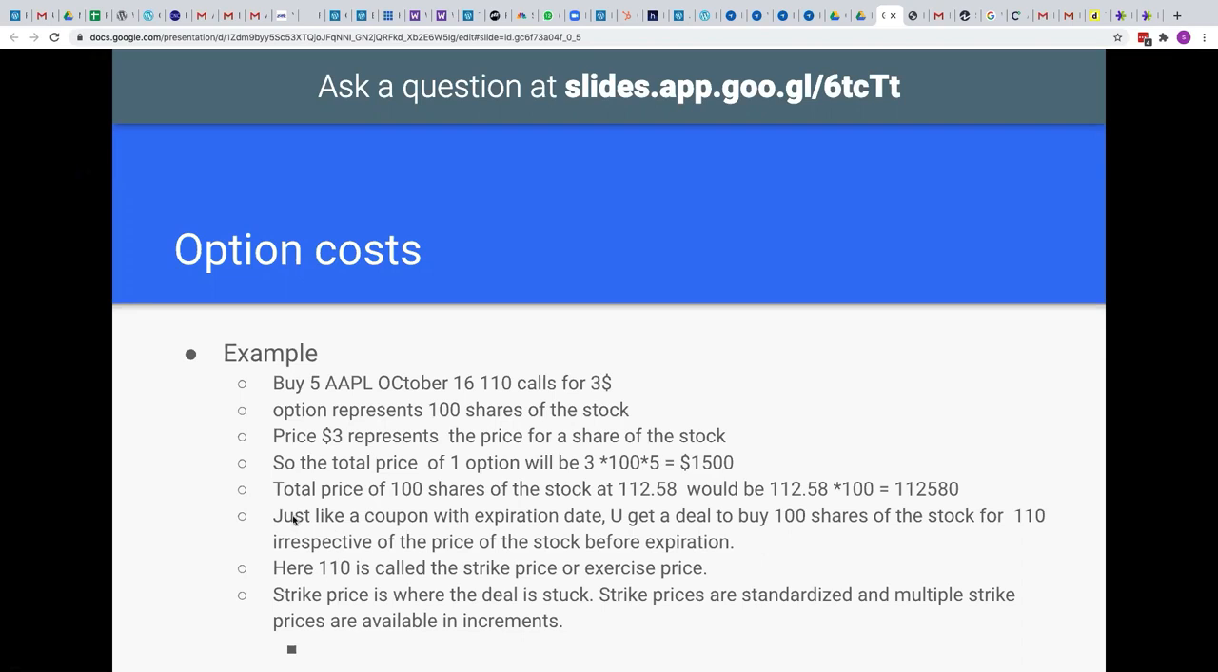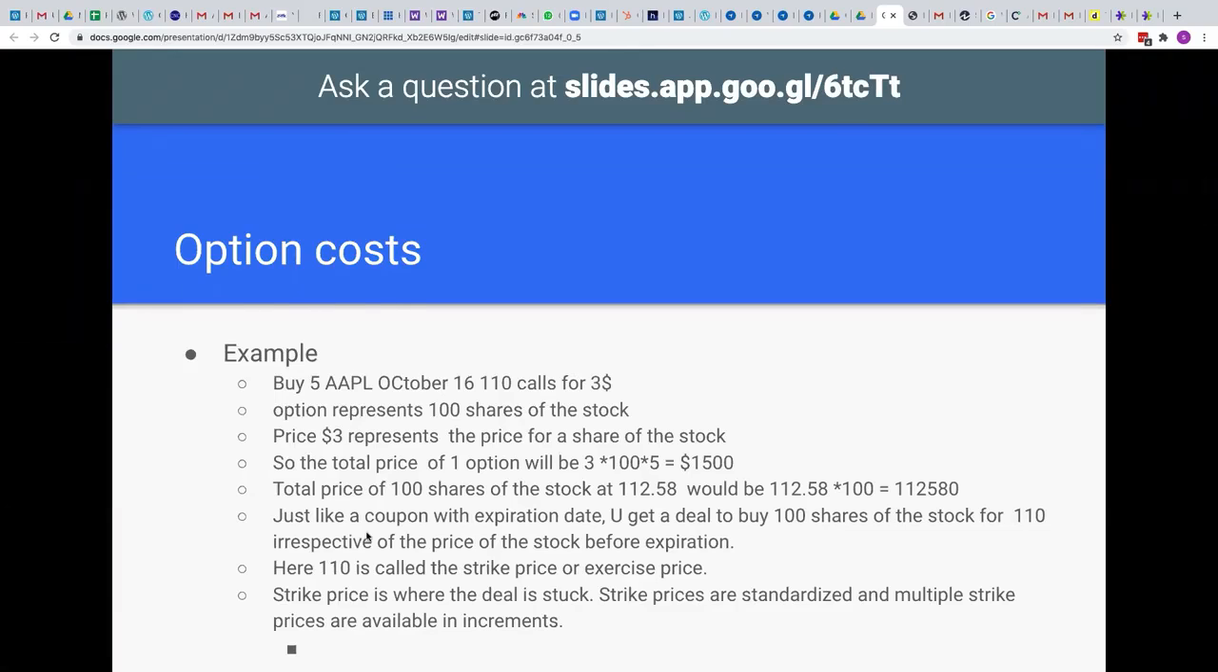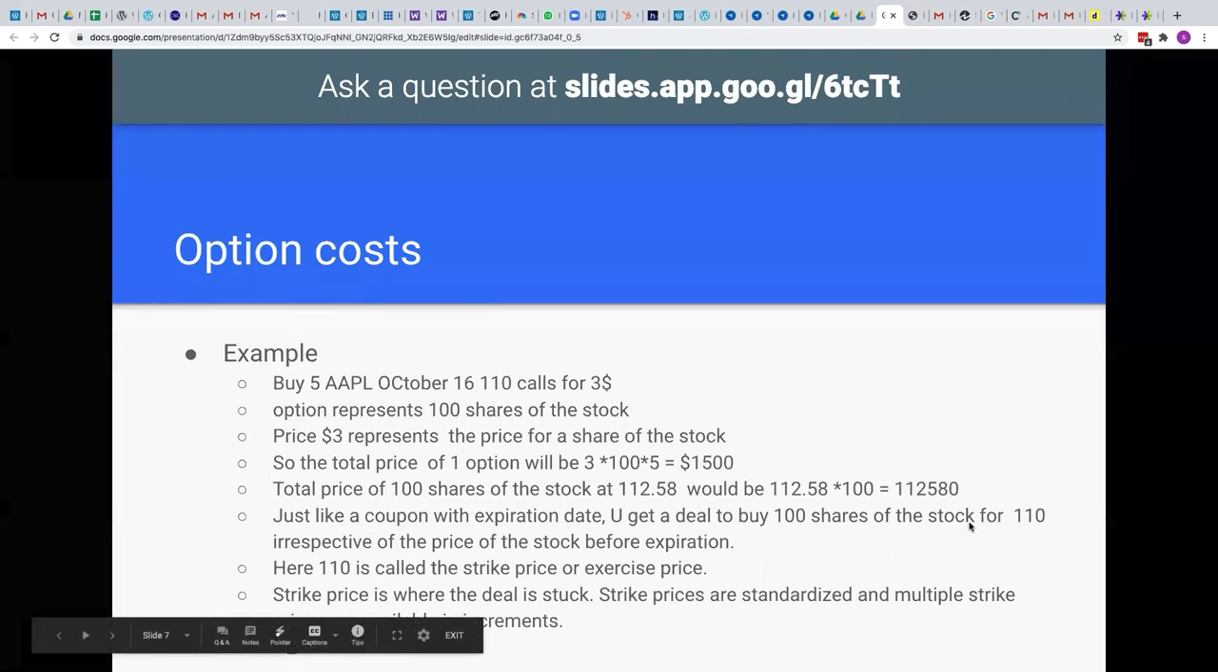So I just wanted to say, think of an option like a coupon, guys. We all go to get our oil change, right? So we get a coupon. How does the coupon say? Hey, you can get your synthetic oil change for $29.99 if it is expiring by this date. The original price might be $59.99 and they say $29.99. So the $29.99 is your option strike price and you are getting the right to buy at that price. Here, you get to buy 100 shares of the stock for 110. This 110 is called the strike price or the exercise price, guys.